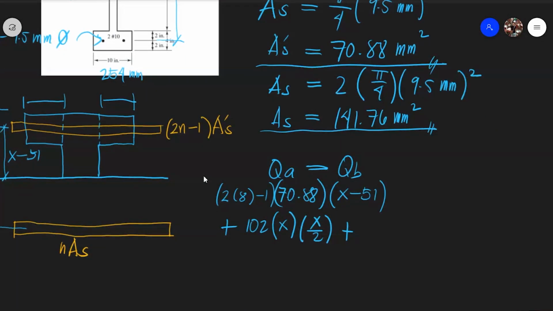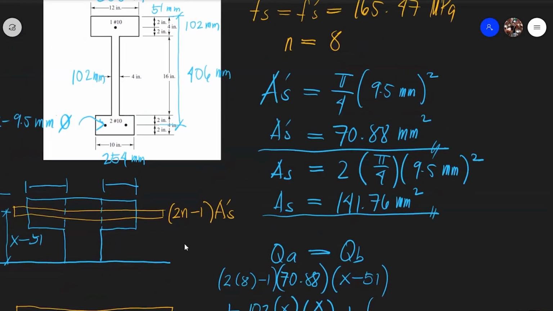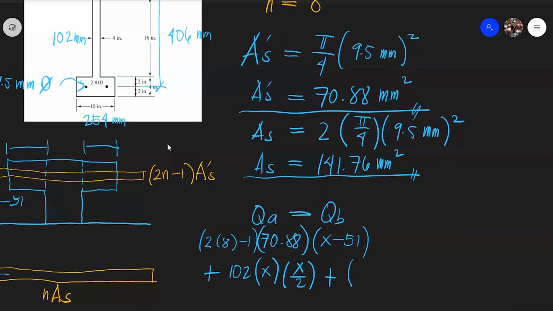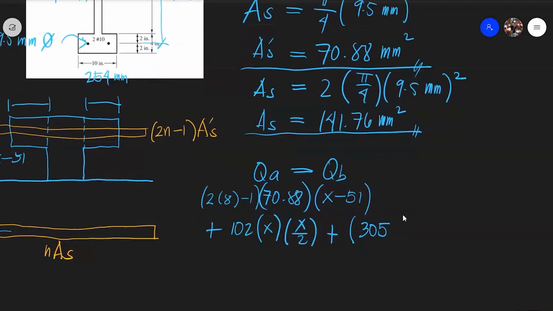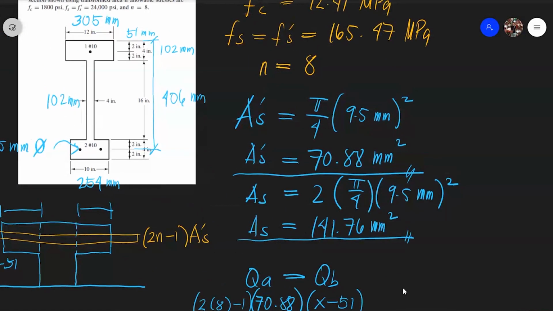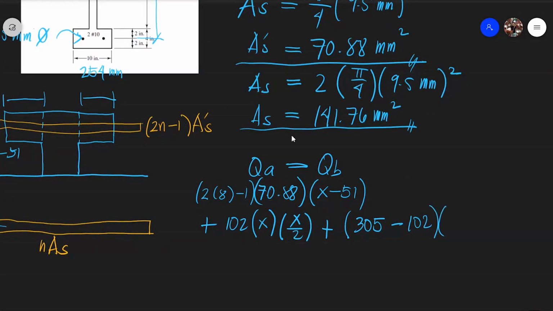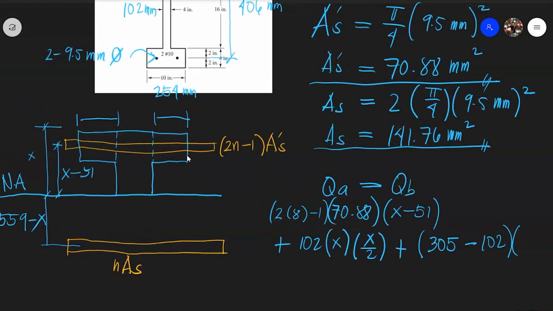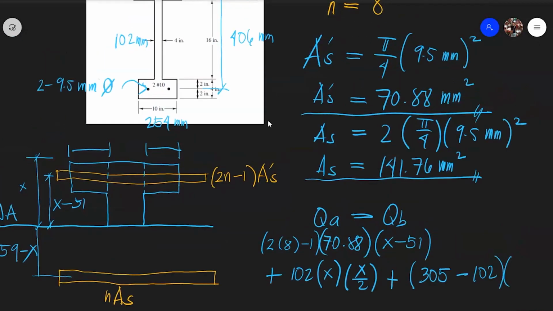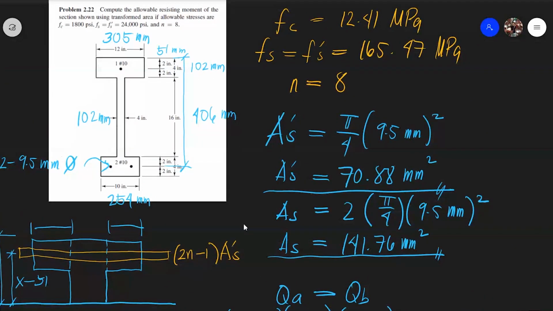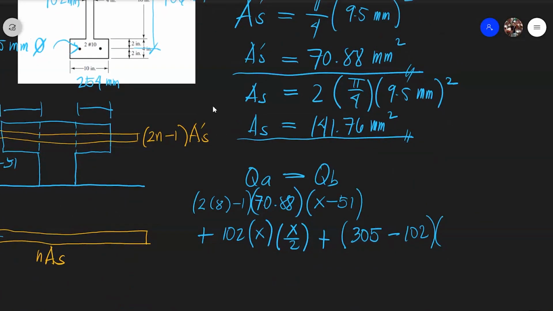So what is the width of the flange? 305. So this is 305 minus the width of the web, and that is 102, multiplied by the height, the thickness of the flange, which is 102. The thickness of the flange here is 102 mm, or 4 inches. That is the area.